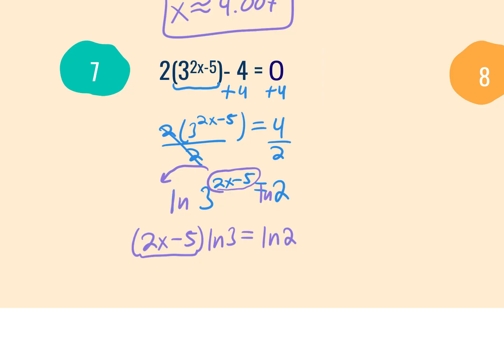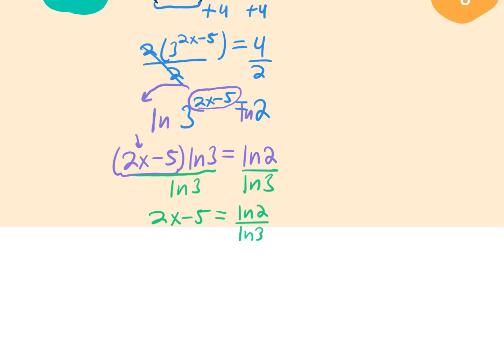We got a couple more steps here, right? I want to isolate now the x, right? I want to get that by itself. So to do that, I'm going to first divide by this ln of 3. So let's divide by ln of 3. Doing that, we get 2x minus 5 equals ln of 2 over ln of 3.